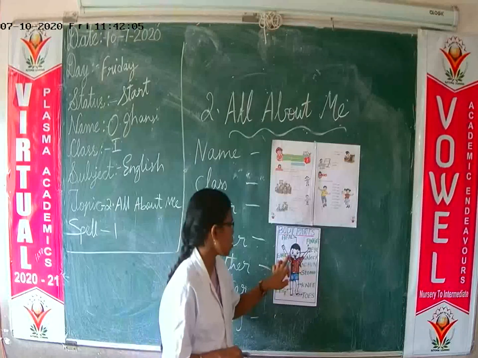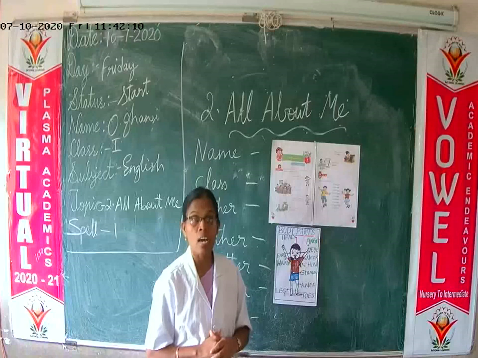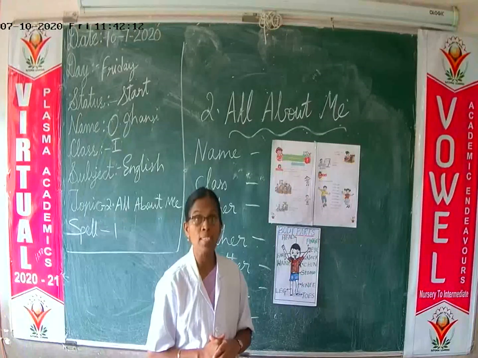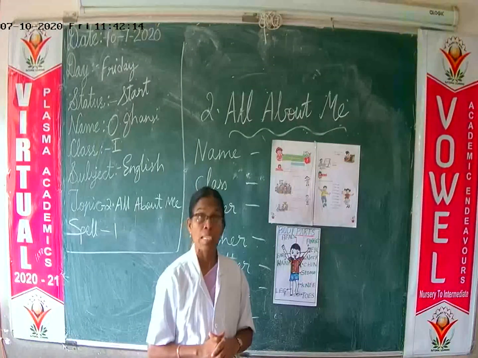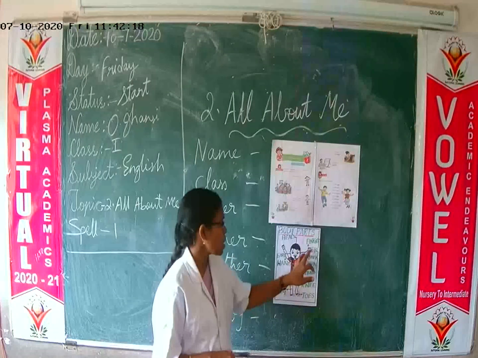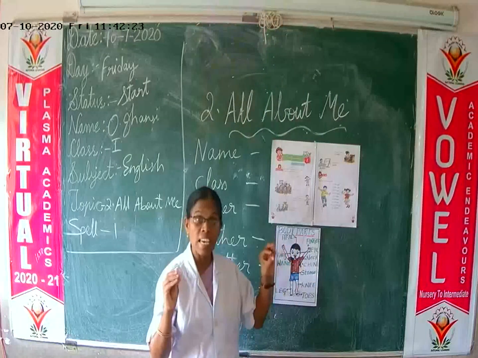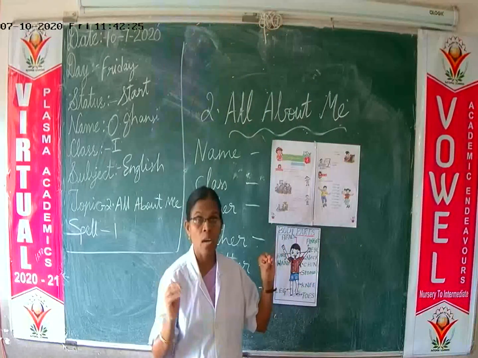Yes, children, how many ears do we have? Two little ears. How many ears? Two little ears. Yes. Ten little fingers. How many fingers do we have? Ten little fingers we have.